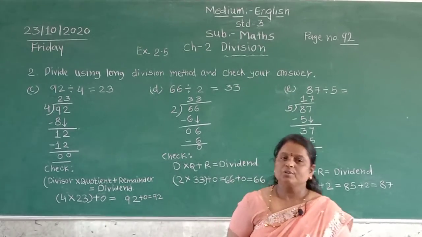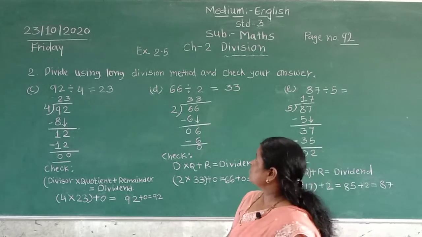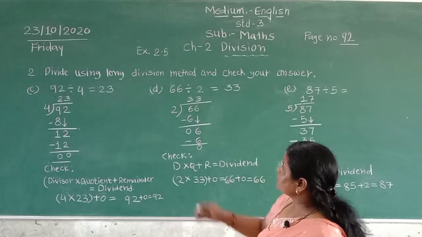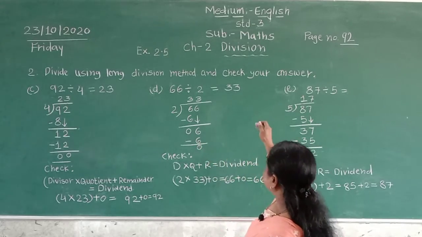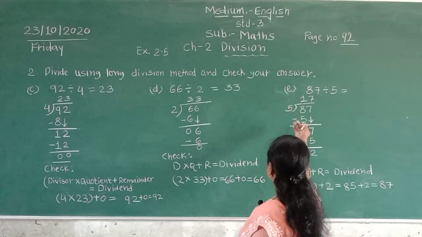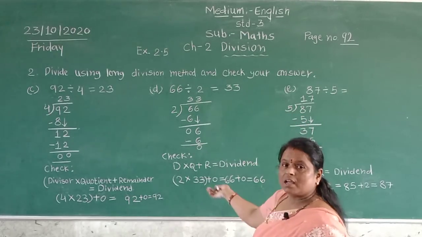So children, you understood exercise number 2.5, the simple method and the long division method, and we understood how to do division sums and check our answer.